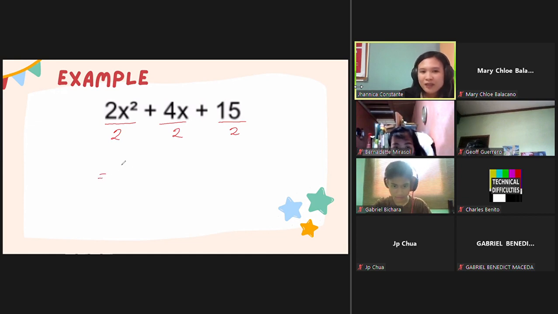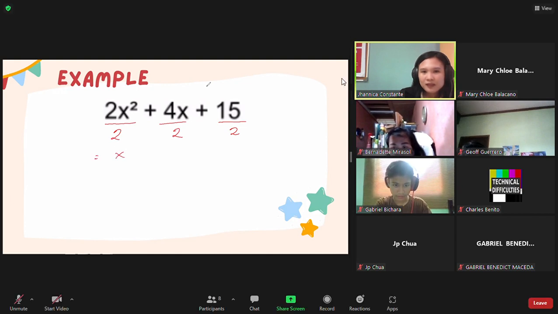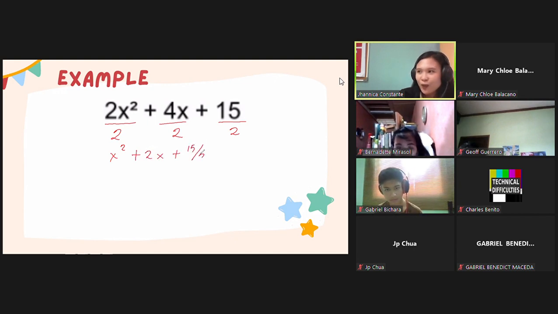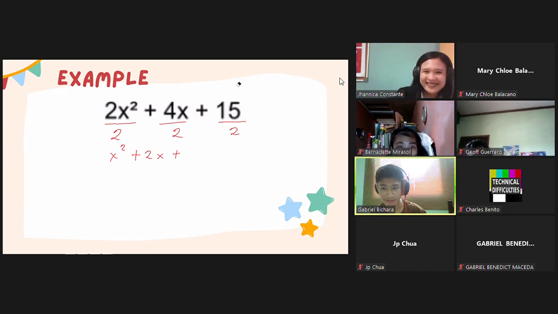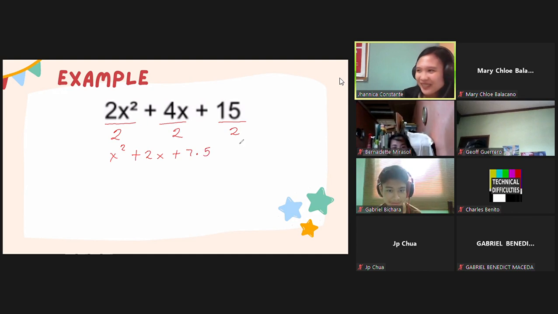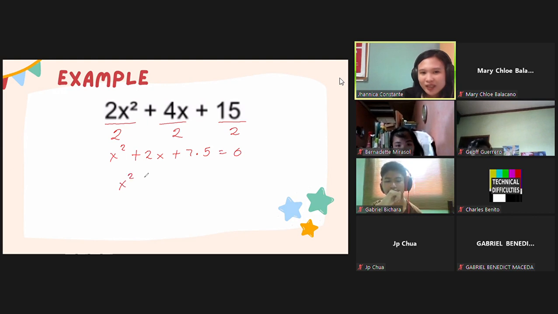So we will be having x squared plus 2x plus 15 over 2. Let's change the fraction now into decimal, 7.5, equals 0. So x squared plus 2x, transpose, you will be having negative 7.5.